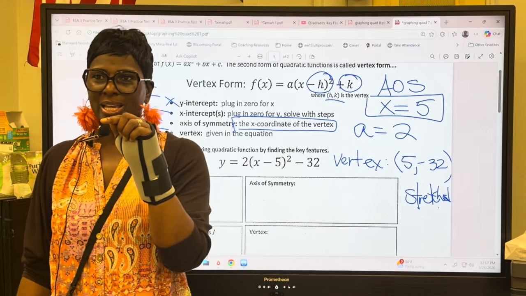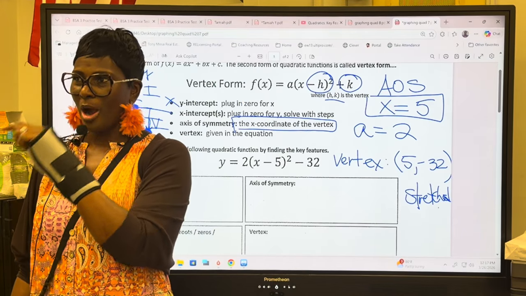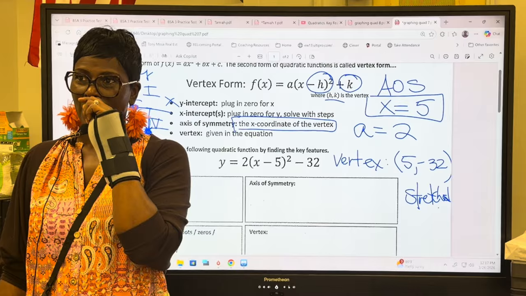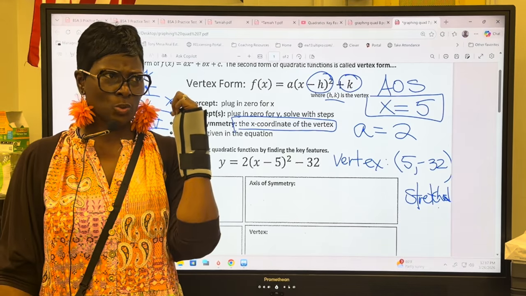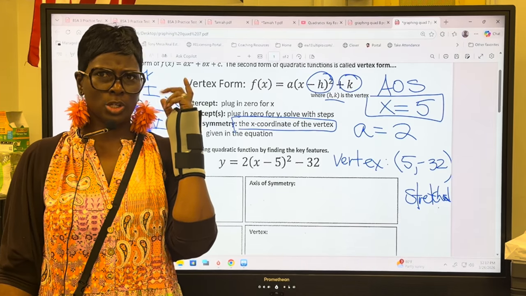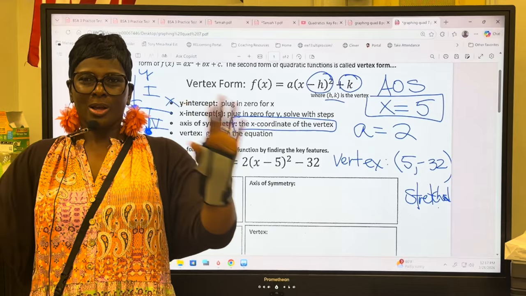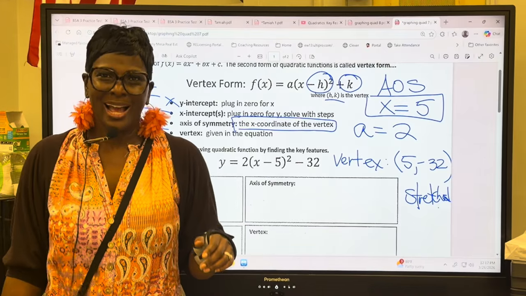If your parabola is sitting in the 4th quadrant, does your parabola U up or down? Does this one U up or down? Does it U up or down? I ain't talking about down, down, down, down, down, down.